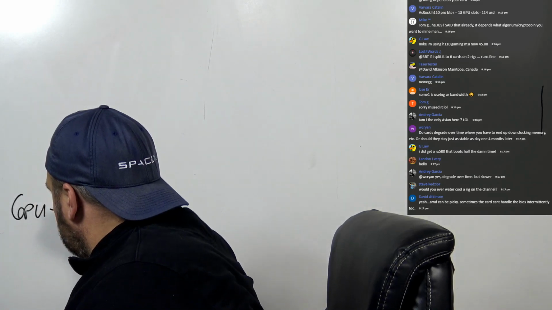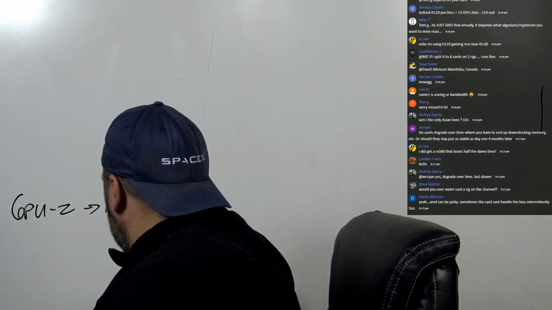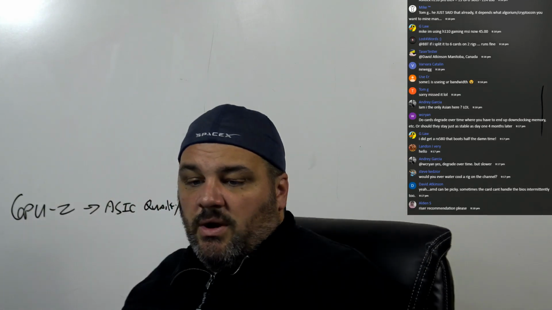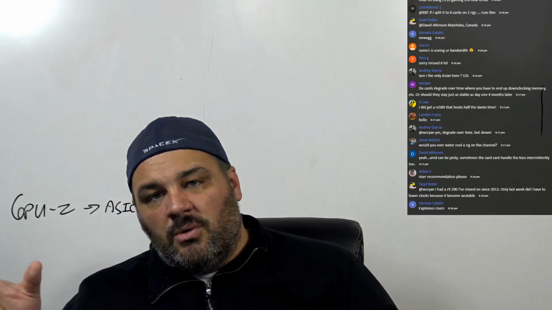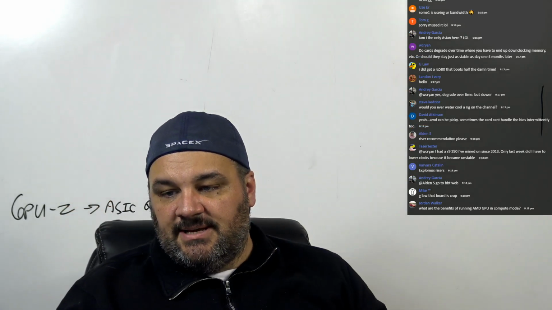GPU-Z ASIC quality. If you're in Windows, you can do a check on the ASIC quality. Most of them will be like 78.4 to maybe 84%. Look and see if you can identify the card that has the worst ASIC quality, and then see if that's the card that's giving you the problems. You can run some slower settings on it, and more than likely you'll fix it.